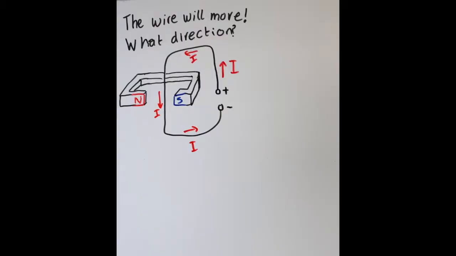Okay, to make sure you understand what we've just spoken about, have a go at this question. The wire will move, but in what direction will the wire move? You can see the current direction in the diagram. You know the direction that the magnetic field will go. Have a go at using the left-hand rule to deduce which way the wire will move.